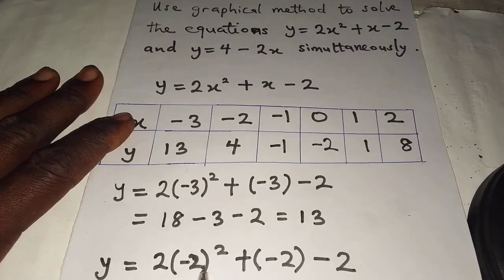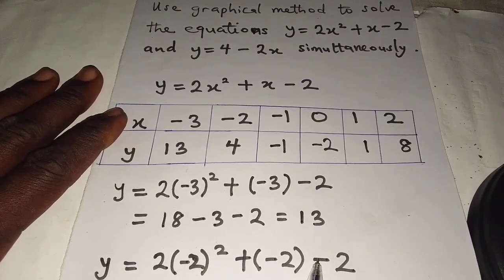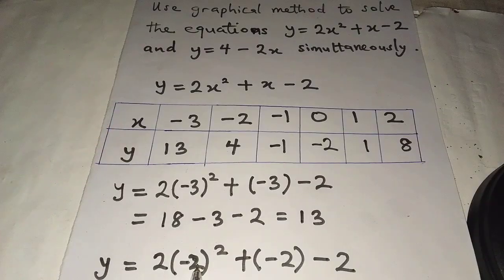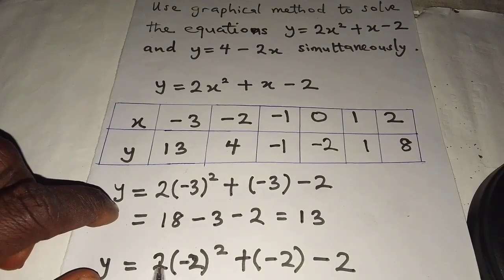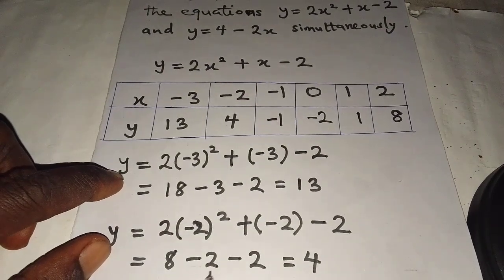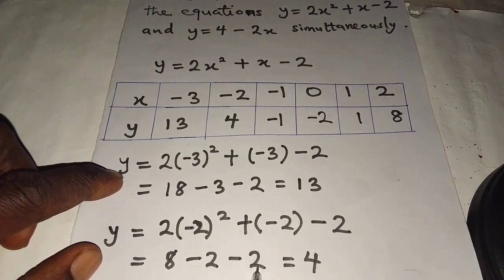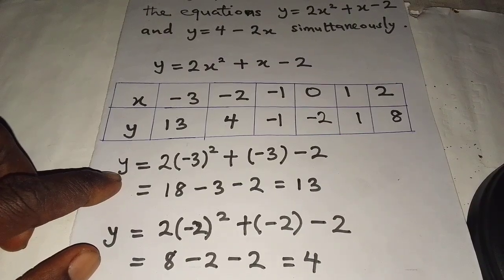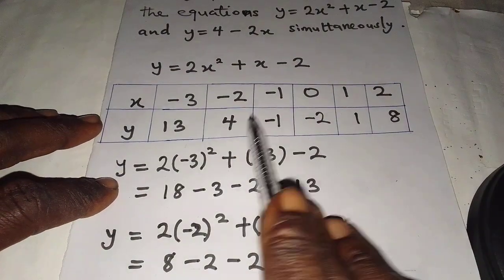Then when x is minus 2, you substitute into the equation: 2 into bracket minus 2 squared plus minus 2 minus 2. Minus 2 squared is plus 4. 4 times 2 gives us 8. Plus times minus is minus 2, then minus 2. 8 minus 2 is 6. 6 minus 2 gives us 4. So we have 4 here.